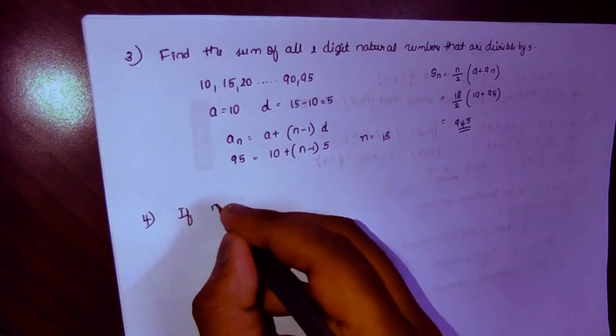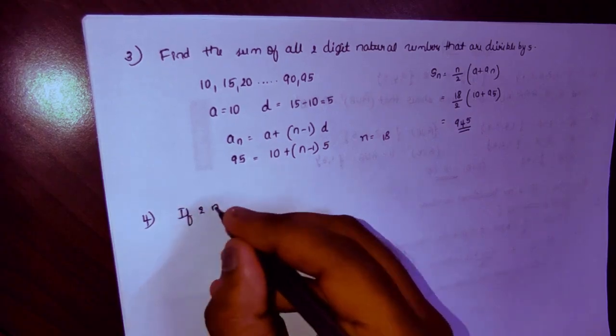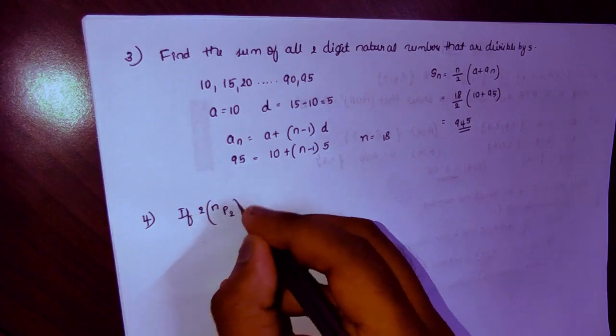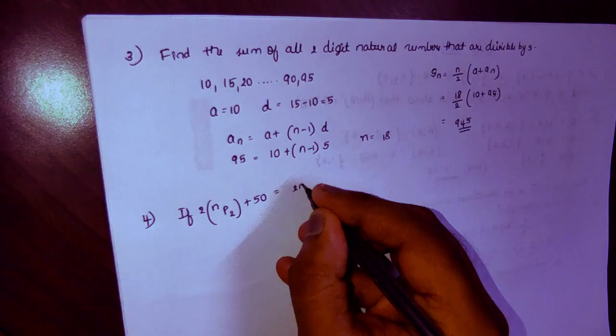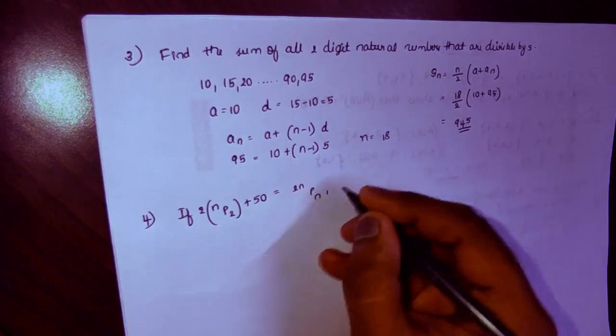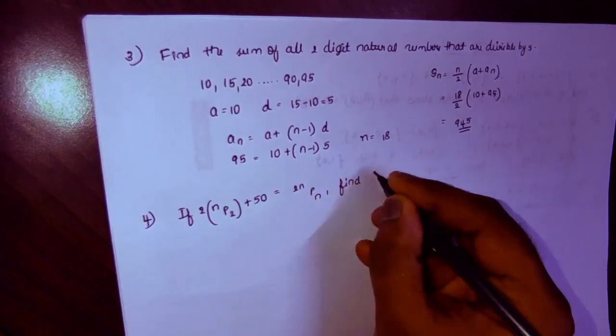If 2 into nP2 plus 50 is equal to 2nP2, find the value of n.